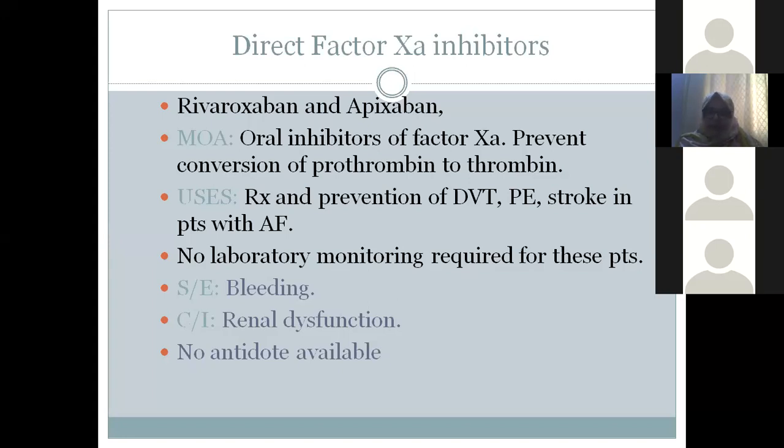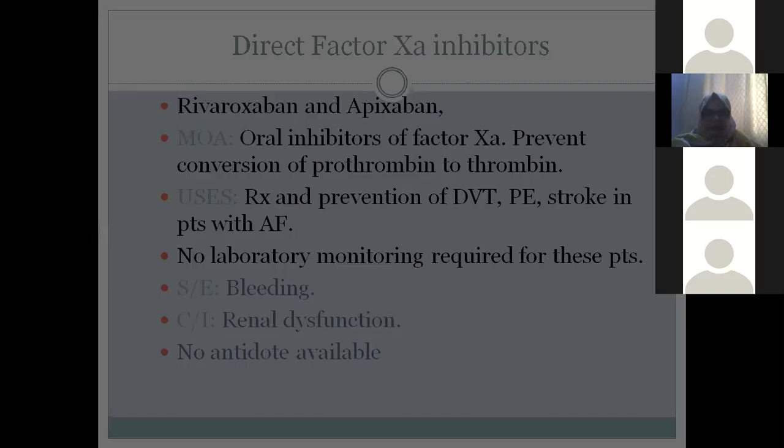Then the uses: prevention of deep vein thrombosis, pulmonary embolism, and stroke in patients with atrial fibrillation, and in patients who have known cardiovascular disease where you want to prevent pulmonary embolism. No laboratory monitoring is required when rivaroxaban is given. Side effects: bleeding, as you know they are all anti-clotting agents, so the side effect will be excessive bleeding. Contraindication: renal dysfunction, and no antidote is available for direct factor 10A inhibitors.